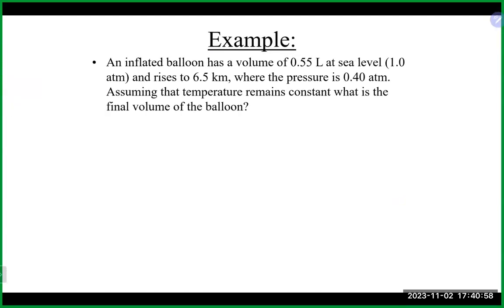A balloon is inflated and has a volume of 0.55 liters at 1 atmosphere. It goes up to 6.5 kilometers, where the pressure is 0.4 atmospheres. What is the final volume of the balloon? Okay, let's take a look. Once again, pulling out the information, we have a volume that's 0.55 liters. We have 1 atmosphere, which is a pressure. We have 6.5 kilometers, which is really useless information in this problem. We have another pressure that is 0.4 atmospheres, and we are looking for a volume.